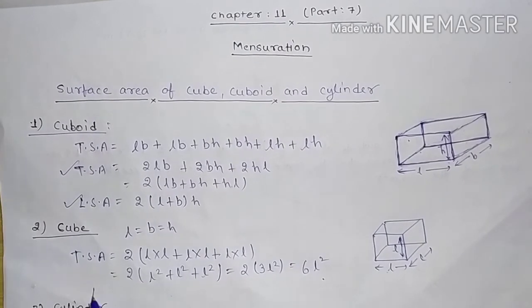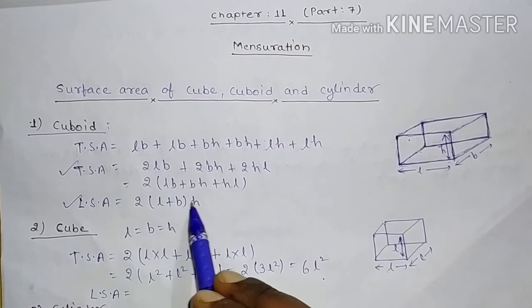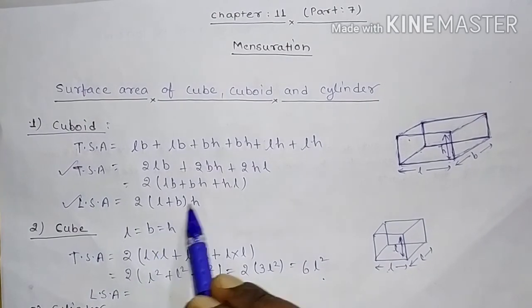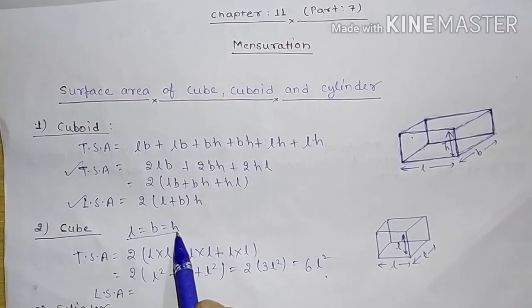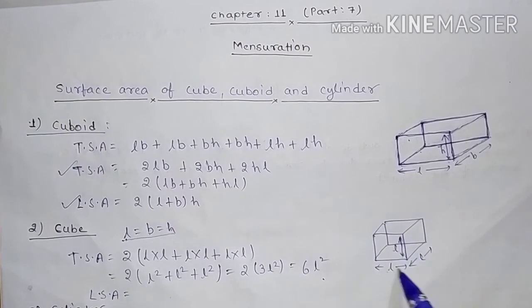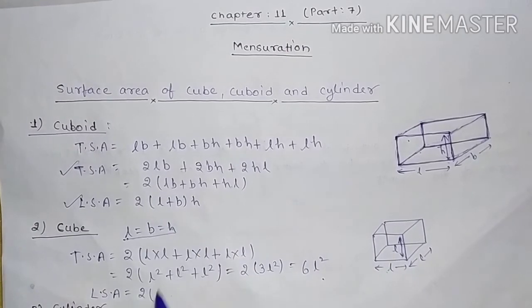Simply, lateral surface area equals, as given for a cuboid, 2(L + B) into H. We have to put the value of B and H as L, because all sides are equal. Here I am taking all sides equal to L, so just put the value: 2(L + B), that is L + L, into H, that is L.